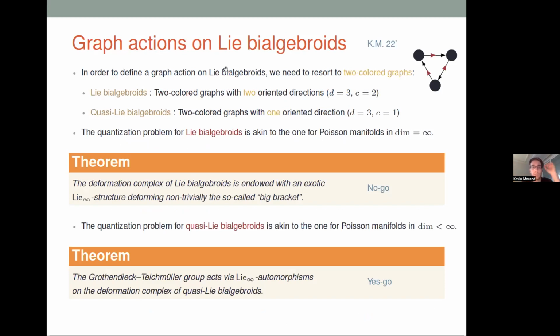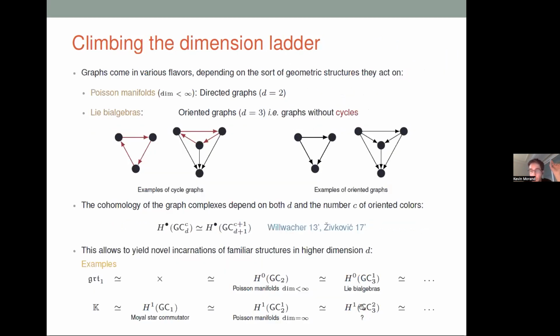So, okay, this is the last slide. In order to deal with Lie bialgebras, we need two-colored graphs, so graphs with arrows that have two different directions, red and black. And in order to preserve the space of Lie bialgebras, we need to orient both of the directions. That means we are at D equals 3 and C equals 2. That means we are just here, and that means there is some obstruction.